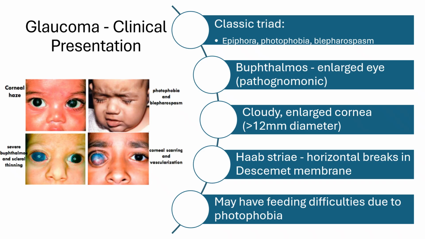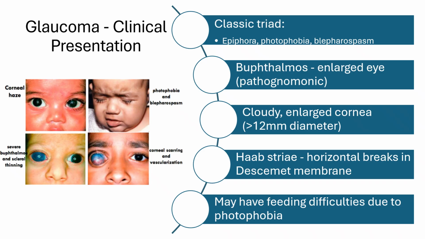Ophthalmos remains the pathognomonic finding. The enlarged eye develops from scleral stretching under elevated pressure. Parents might comment that one eye looks bigger or more prominent. This finding alone, even without other symptoms, confirms the diagnosis.